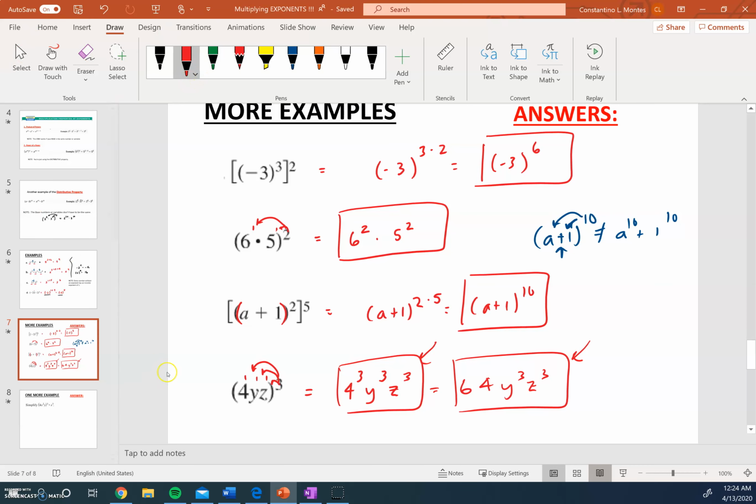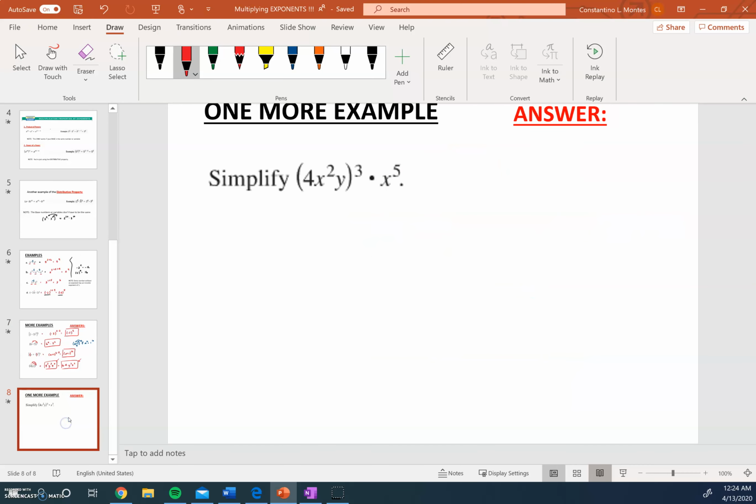All right, one more example. And this one is a multi-parter. We have several things that we're dealing with. We got quantity to the power of 3, so we're going to use that distributive property. So let me go ahead and put those ones where I need them, on that y and on that 4. And then after we do that, we're multiplying by x to the power of 5. So let's just start. We have 4 to the power of 1, multiply it to that, and that.